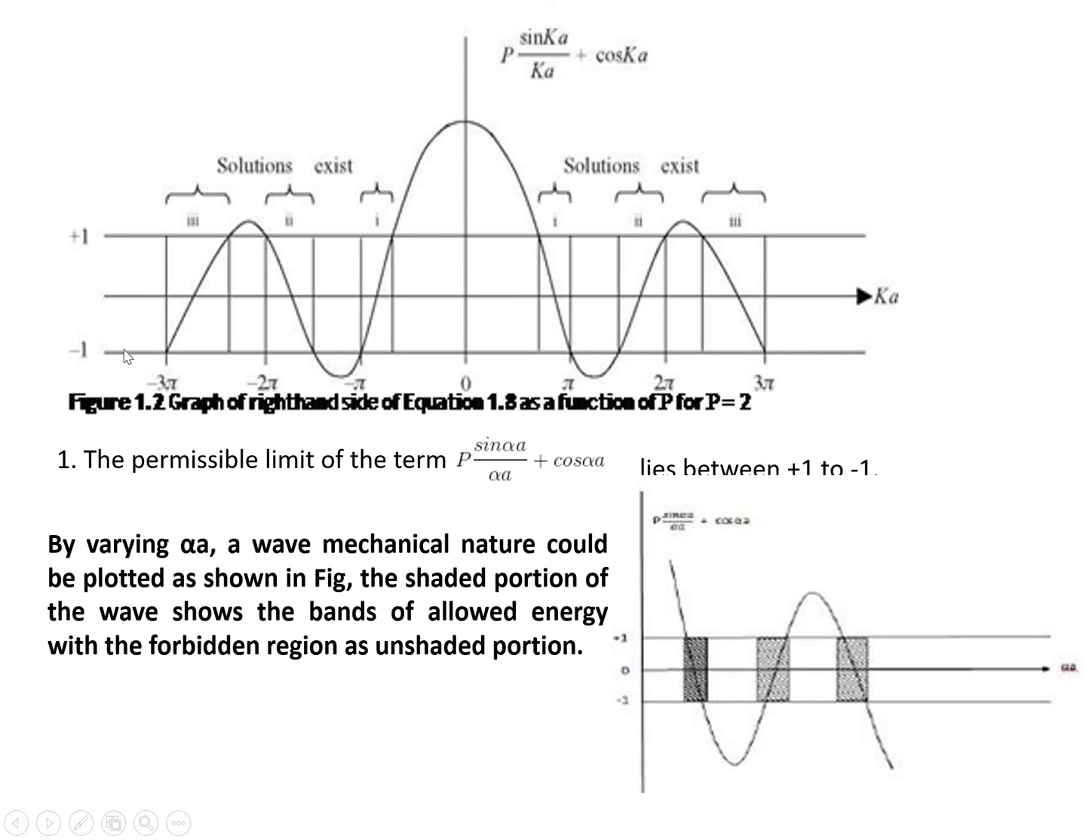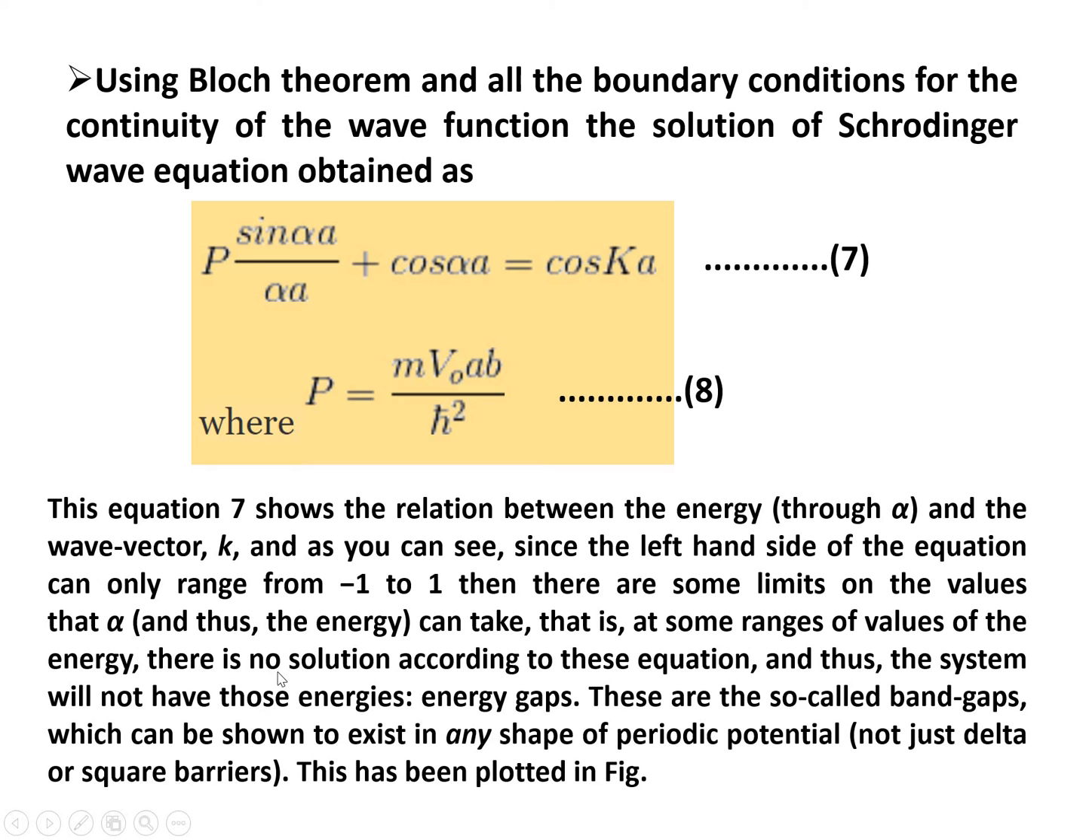And from this equation, if you go back to this equation, P sin alpha a by alpha a plus cos alpha a is equal to cos ka. The right hand side of the equation is cos ka, which takes the values minus 1 to plus 1. Therefore, the left hand side of the equation should also take the values between plus 1 and minus 1.